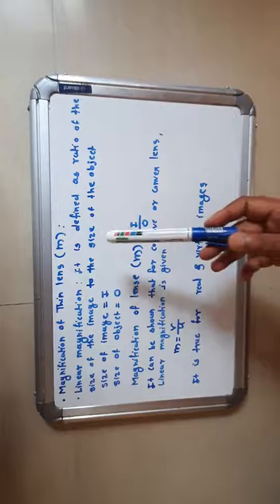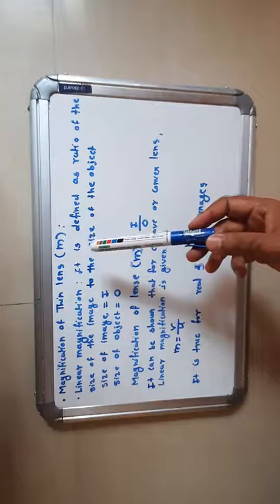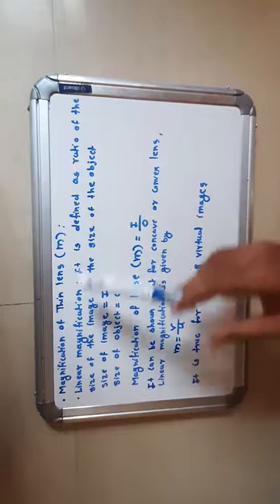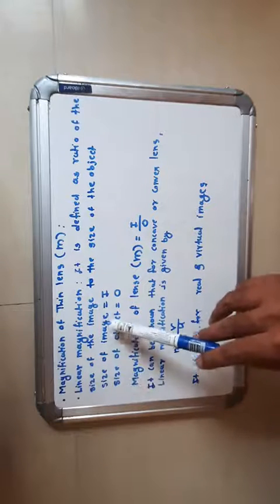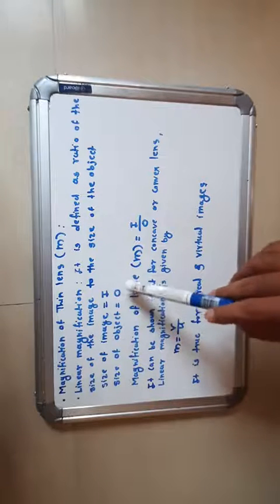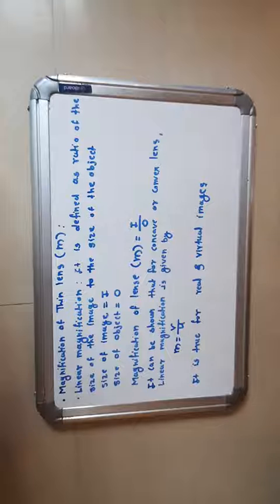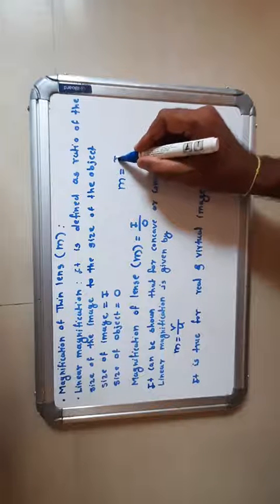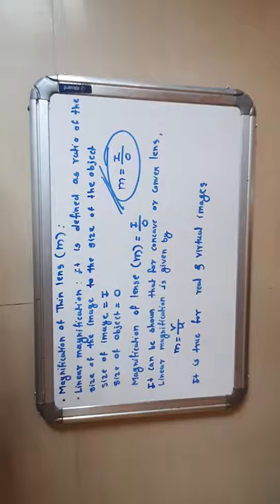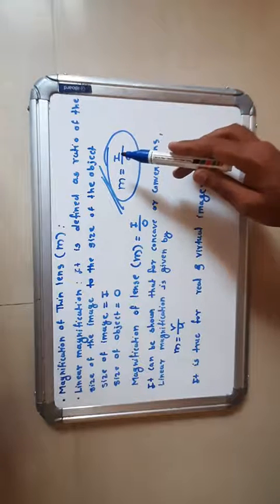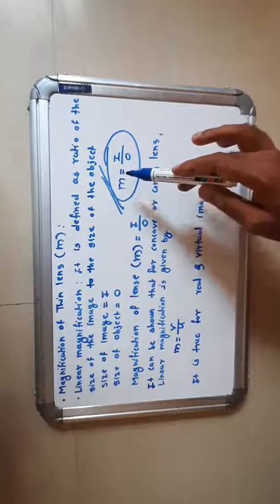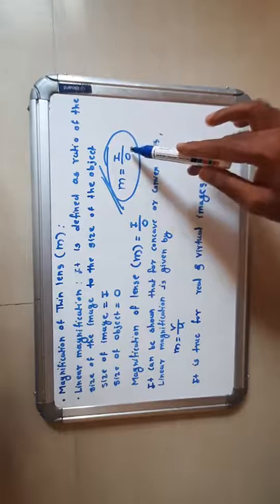Linear magnification is denoted by the letter small m, and it is defined as the ratio of the size of the image to the size of the object. Here the size of the image is denoted by capital I and the size of the object by capital O. That means magnification m is equal to I divided by O. This is the formula for magnification.